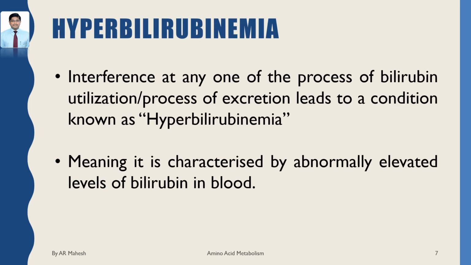When the bilirubin is not being utilized properly by the liver or by the kidney, what happens over here is there is accumulation of this bilirubin in the blood. So this accumulation of bilirubin in the blood leads to hyperbilirubinemia. The interference at one or more processes of bilirubin utilization or excretion of this bilirubin leads to a condition known as hyperbilirubinemia, meaning it is characterized by abnormally elevated levels of bilirubin in blood.